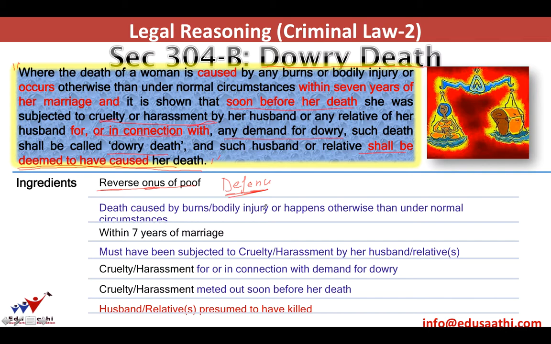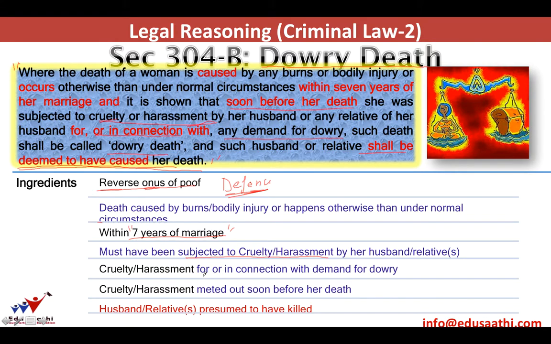Death caused by bodily injury or otherwise than under normal circumstances. There must be some abnormal circumstances involved in the death of the woman. Within 7 years of her marriage, as we discussed, the deemed provision would apply if the death has occurred within the 7 years of her marriage and she must have been subjected to cruelty or harassment by her husband or relative. There must be some cruelty or harassment to the woman who died.